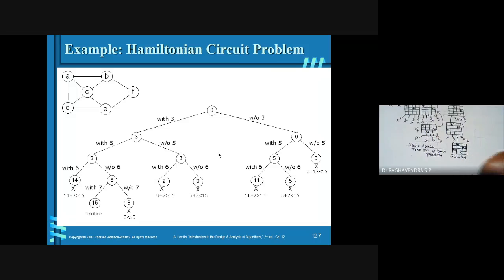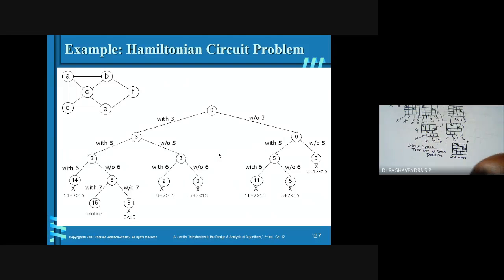Next is the Hamiltonian circuit problem. What is a Hamiltonian circuit? A Hamiltonian circuit is nothing but a circuit, or we can also say a cycle, such that when you start a traversal from one particular vertex, you have to reach the same vertex back. The node from where you start the traversal, you have to end at the same place. This is called the Hamiltonian circuit problem.